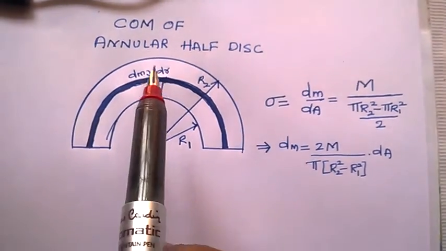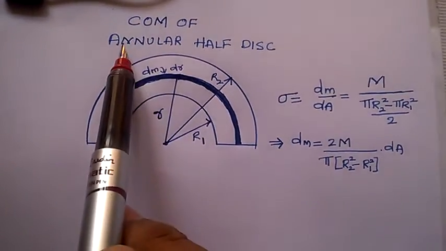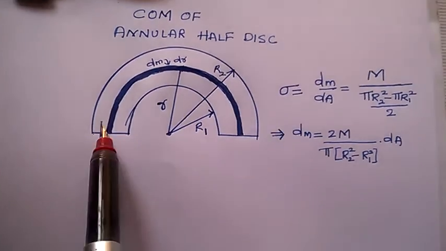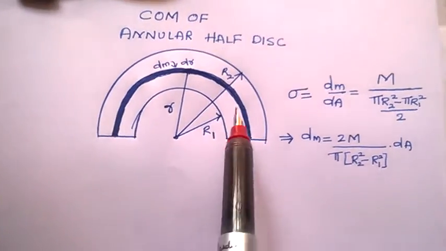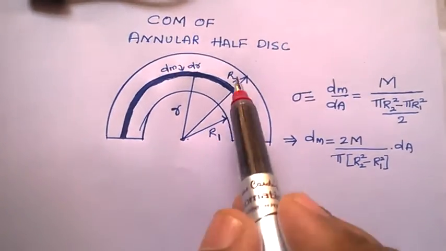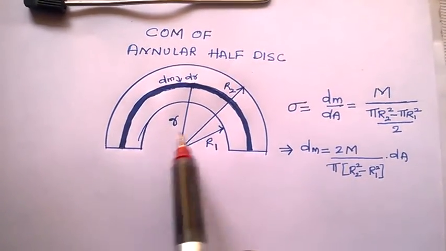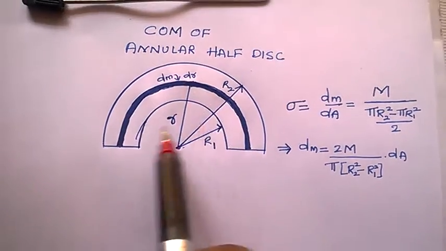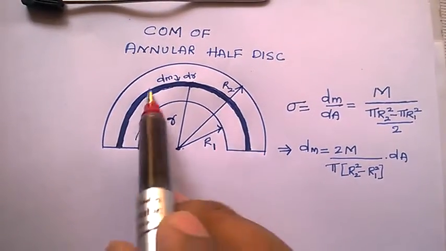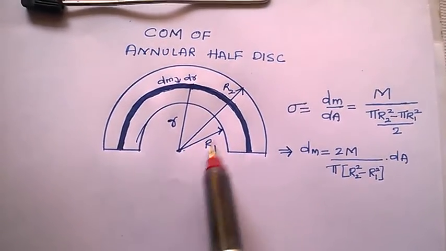Hello guys, welcome to the video on how to find out the center of mass of an annular half disk. So this is the scenario of an annular half disk of internal radius R1 and external radius R2. The mass is spread uniformly over the disk part of radius R2 minus R1 here. So there is no mass here in this empty area.